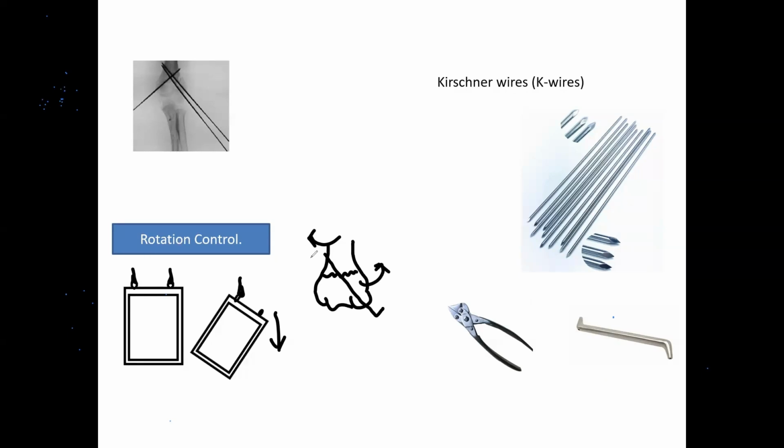So whenever you are putting the K-wires, we need to put two K-wires. Why two K-wires is important is one K-wire will not hold the fracture. It may hold lengthwise. There won't be this movement, but this rotation it won't hold.